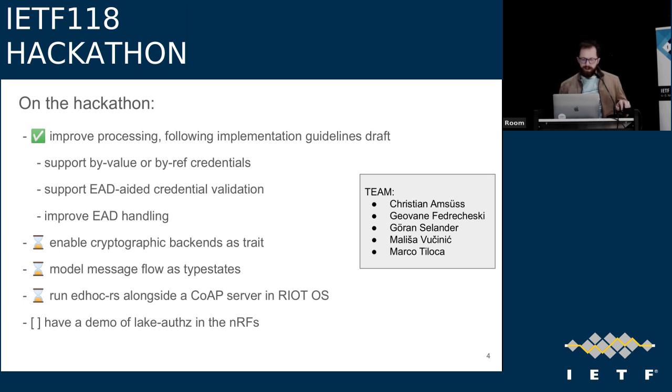We support credentials sent by value or by reference. We improved EAD, which means that the protocol can be extended. So we improved the processing of these extensions of EDHOC. We had great contributions on the cryptographic backends that now use the Rust traits, which makes them way more flexible. We also now are almost there supporting message flow as type states, which means that during compilation time, we know that the message flow cannot go wrong, which is very nice.